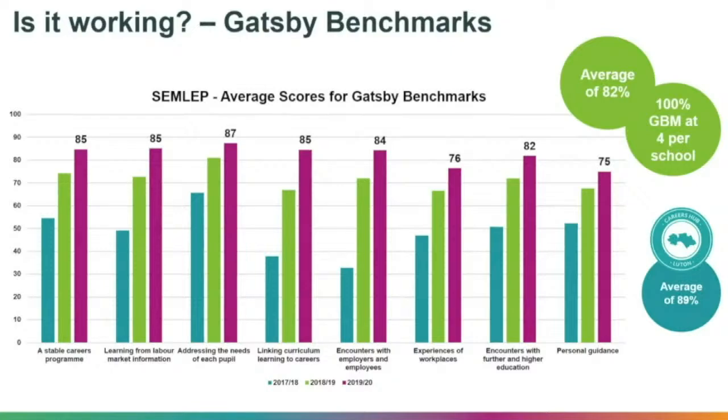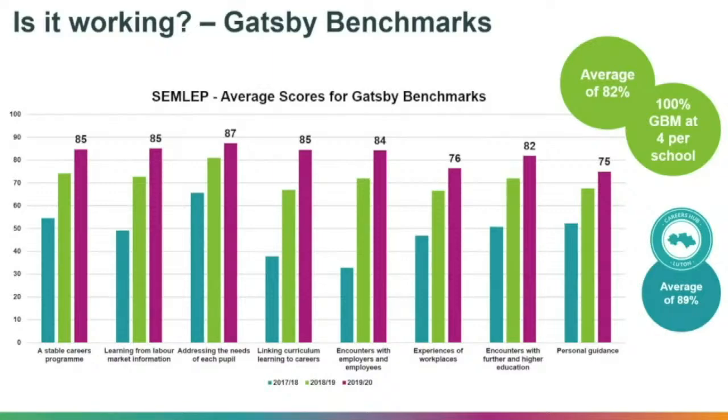You may have come across the Gatsby benchmarks. I hope you have. They're a measure of careers provision within schools and the quality of that provision. Your careers leaders will have completed a thing called the Compass tool, and that provides a measure of where the school or the college is at with regard to careers provision. You can see the progression that's been made within the whole of the SEMLEP area over the last 3 years. Very, very healthy. We're now at an average of about 82% across the board.